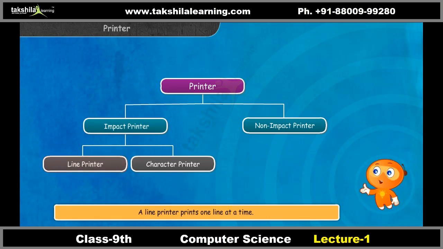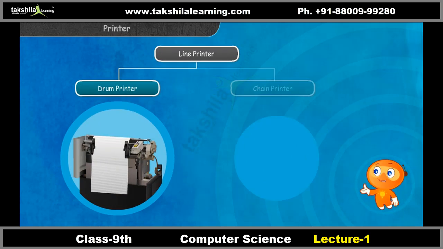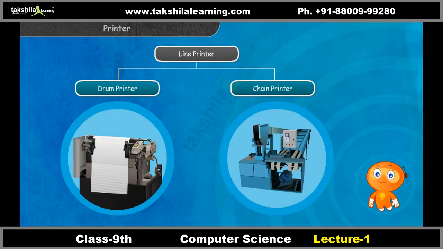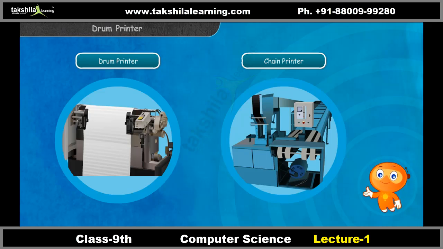A line printer prints one line at a time. It is a high-speed printer, which prints 300 to 3000 lines per minute. Examples of line printers are drum printers and chain printers. Let us see how a drum printer works.